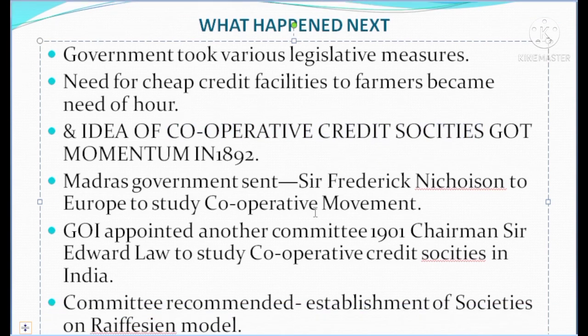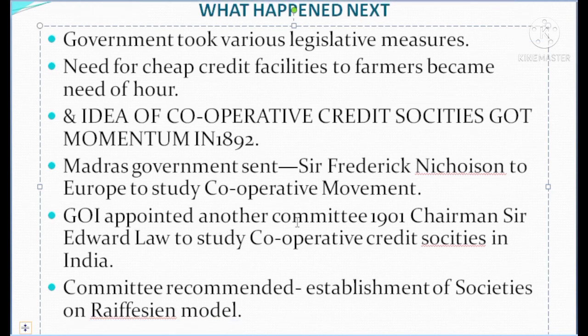The Madras government sent Sir Frederick Nicholson to Europe to study the cooperative movement. This is a fact they may ask. The Madras government sent Sir Frederick Nicholson to Europe to study the cooperative movement. Second thing, the Government of India appointed another committee in 1901 whose chairman was Sir Edward Law to study cooperative credit societies in India. Up to this period, there is only talk of cooperative credit societies, nothing else.